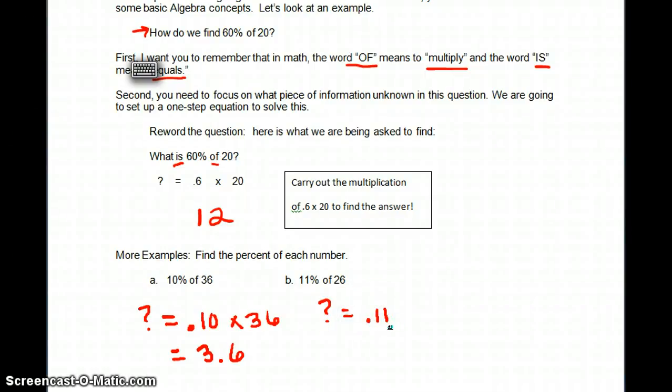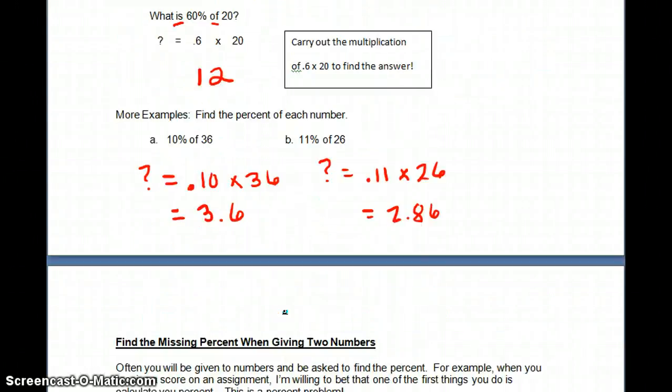11% of 26? 11% converted to a decimal gives us 0.11, "of" translates into multiply, 26. 0.11 times 26, and you should get that 2.86 is 11% of 26.